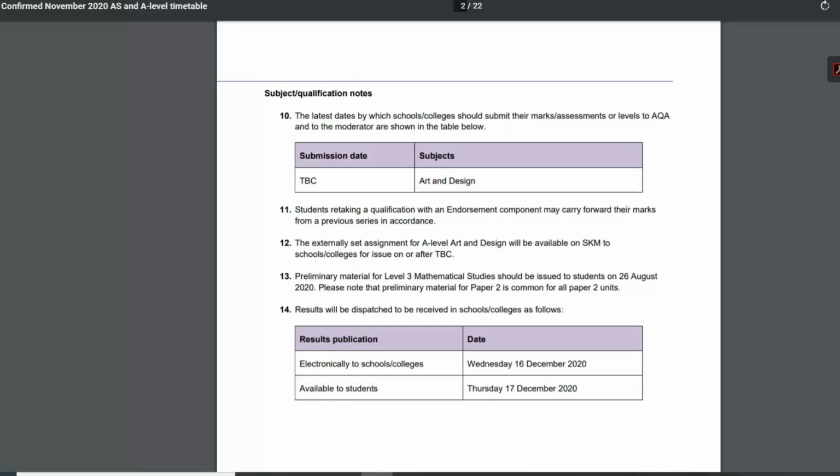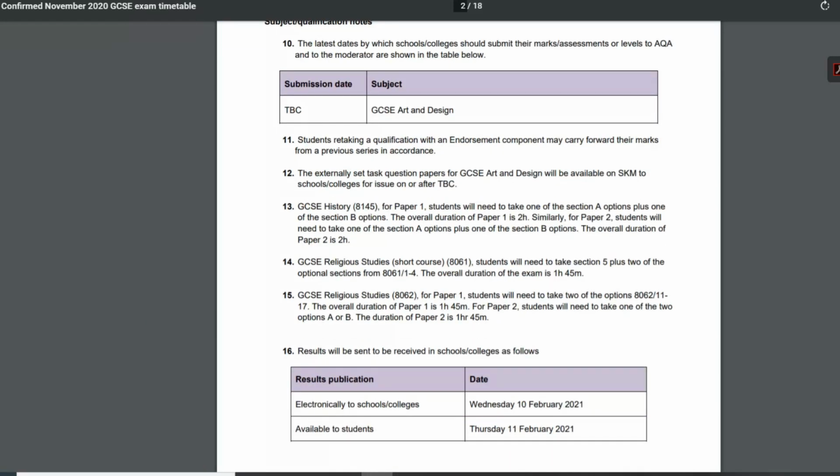The rest of the rules are pretty standard until we come to point 10. Now this section talks about submission dates. Have a listen to this. Pretty much every subject has a date apart from a few. For example, art and design, my subject. Art and design is missing a date by which everything has to be done and handed in. For now, it's TBC, or to be confirmed.